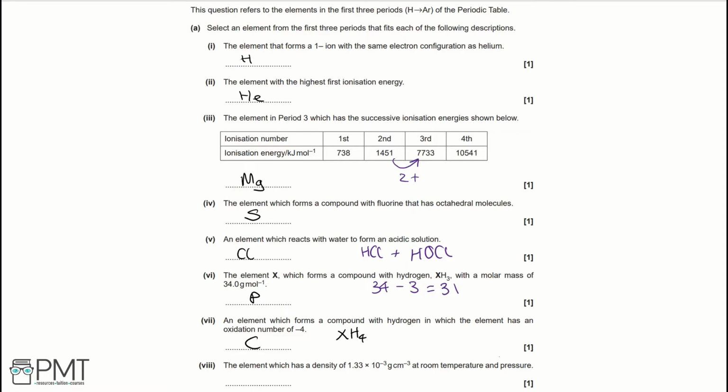Part 8. The element which has a density of 1.33 times 10 to the negative 3 grams per centimetre cubed at room temperature and pressure. So the volume of any gas at room temperature and pressure is 24,000 centimetres cubed. So what we can do is take 1.33 times 10 to the negative 3 and multiply this by 24,000. This will give us the relative formula mass of the element, and it equals 32. So that means that the element we're looking for in part 8 is oxygen. So to get the mark for part 8, we write O2 on the answer line, because the relative atomic mass of oxygen is 16, so O2 would be 16 times 2, which equals 32.